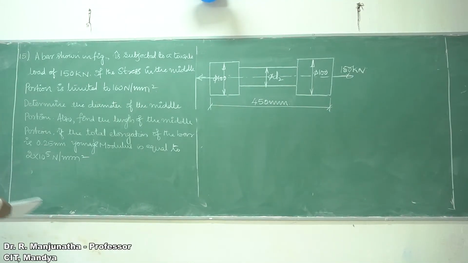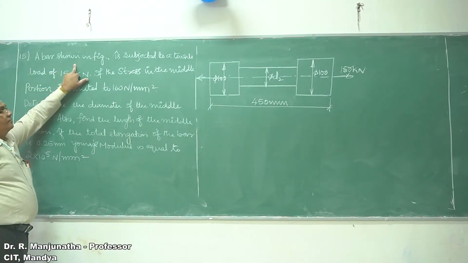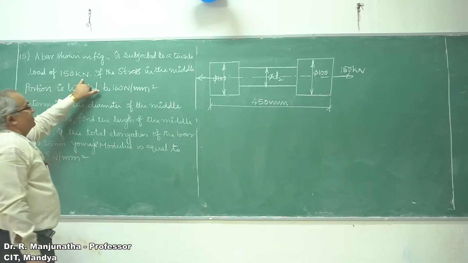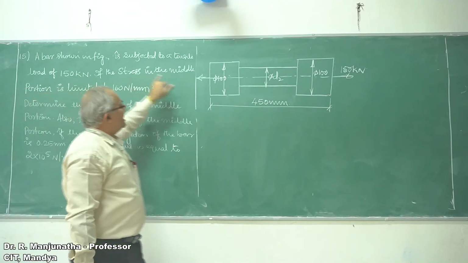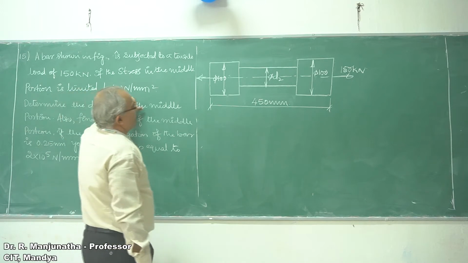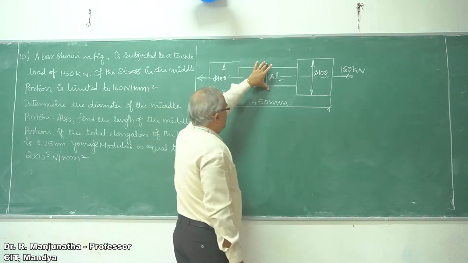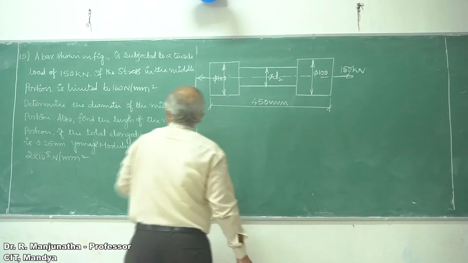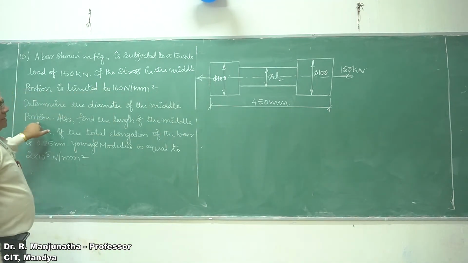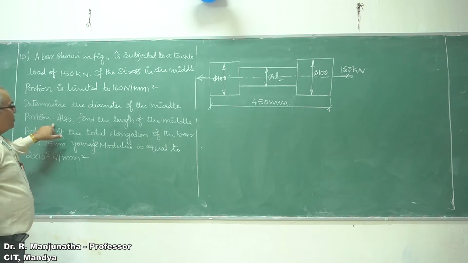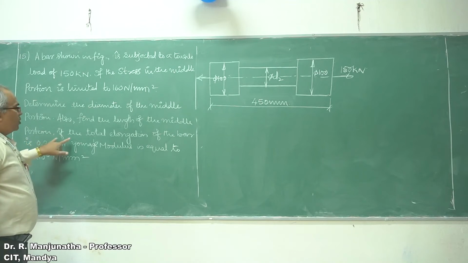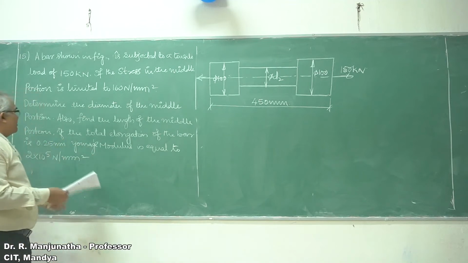Now, a bar shown in the figure is subjected to a tensile load of 150 kN. If the stress in the middle portion is limited to 160 Newton per mm square, so this is the portion wherein the stress is to be given, determine the diameter of the middle portion. Also, find the length of the middle portion if the total elongation of the bar is 0.25 mm.